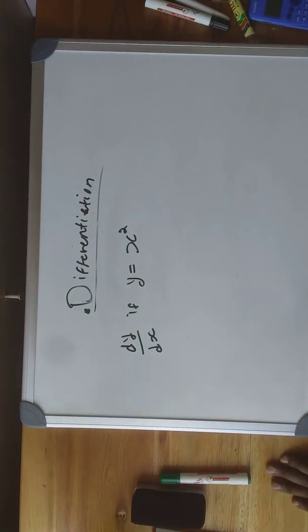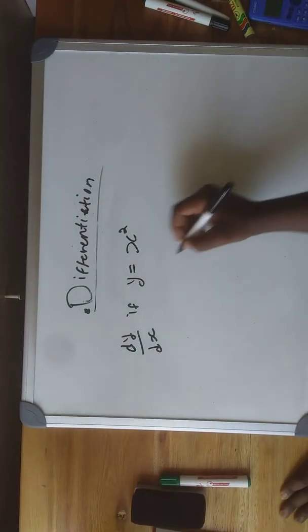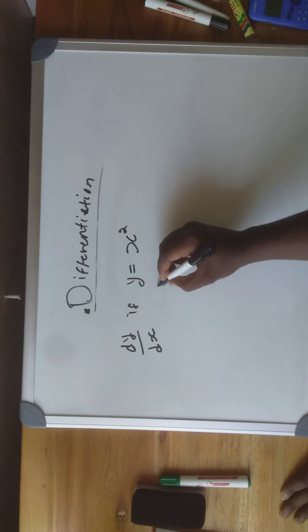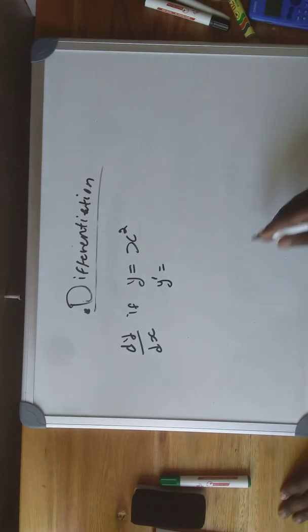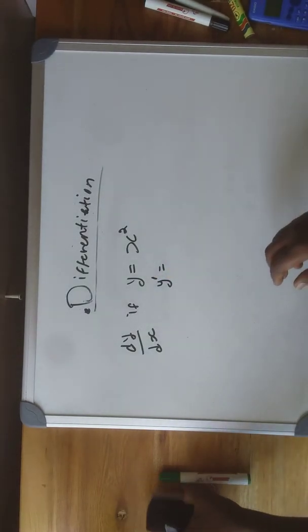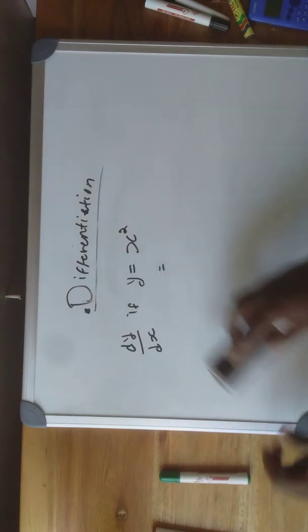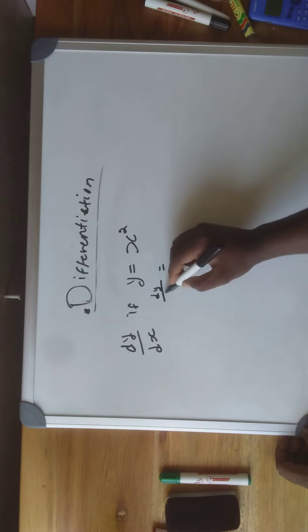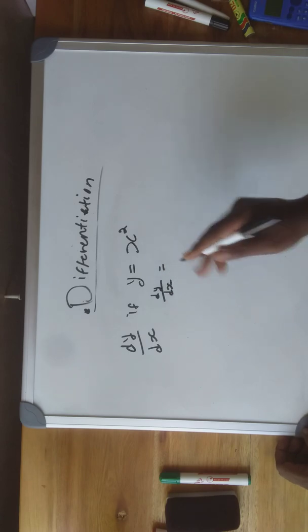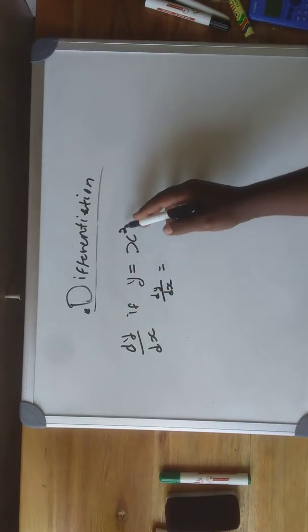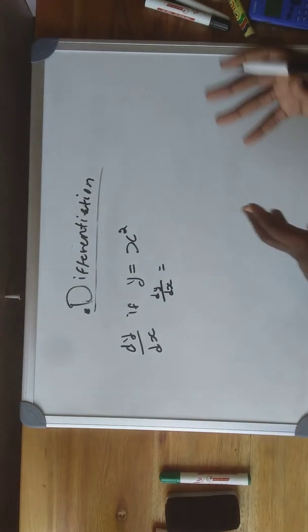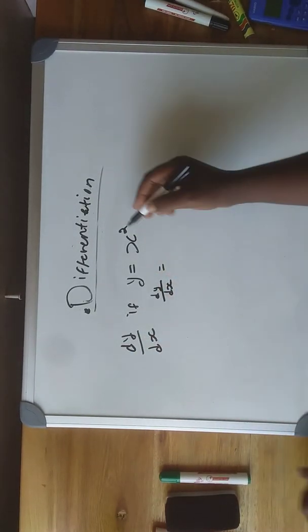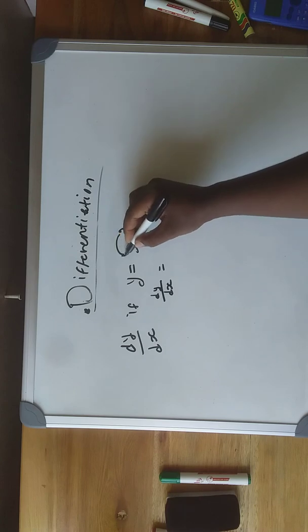This is the basic. Now we're going to have y prime. This prime means we are differentiating, so we have to say differentiation of y in terms of x. Now, like I said, you take the exponent and multiply it by the base. It means you're going to take this 2 and multiply it by the base.